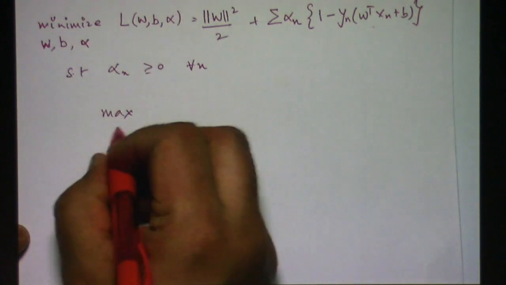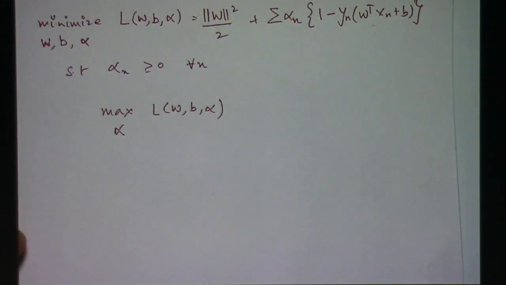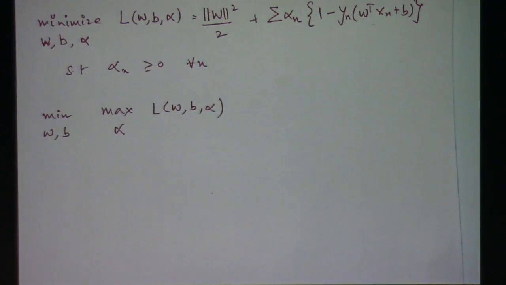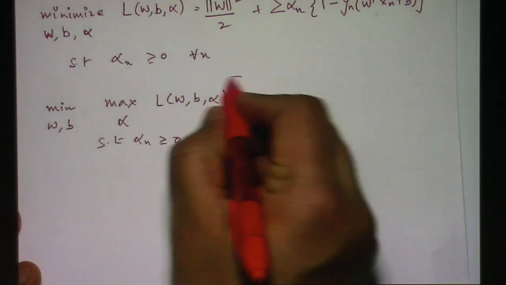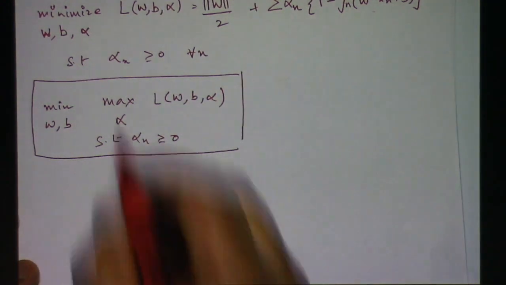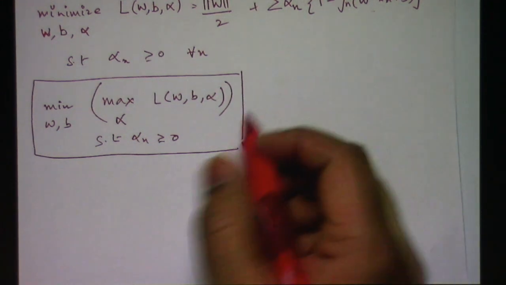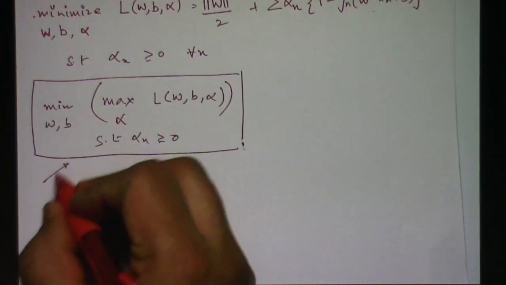So what is min-max setup? We say try to maximize over all alpha this L of W, B, alpha, and then try to minimize over all W comma B, right? So if you go back to our discussion last class, essentially what we said was that if we can solve this problem, first this and then this, that will be same as solving this constrained optimization problem, right? So that's something that we did last time. And this is what we call the primal. We can call either of these primal. So this is the primal formulation of SVM.